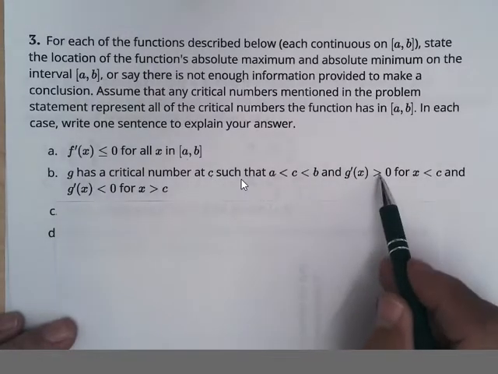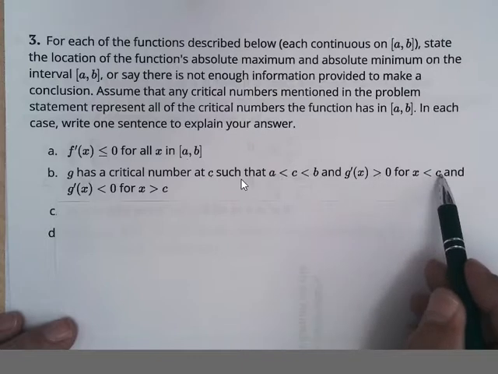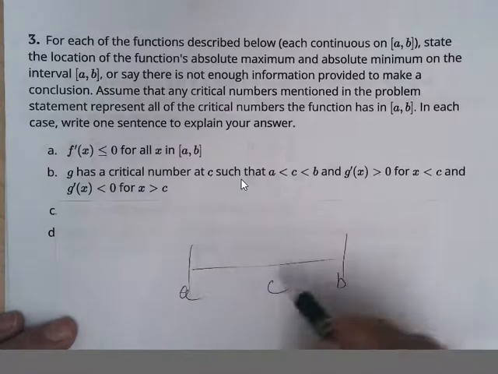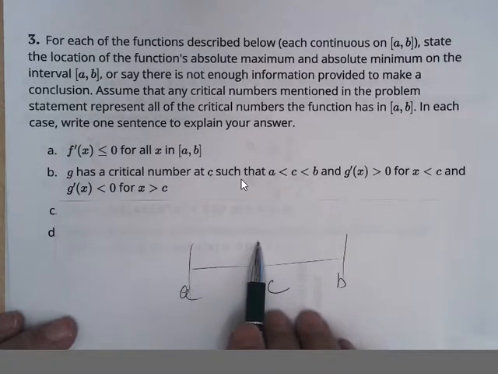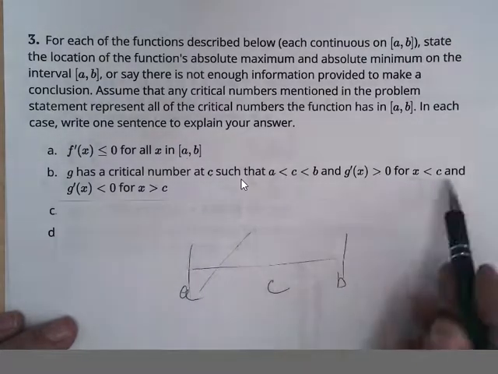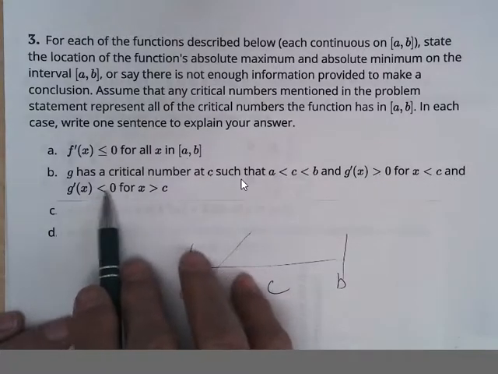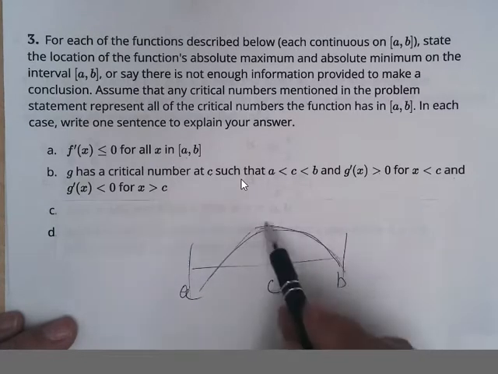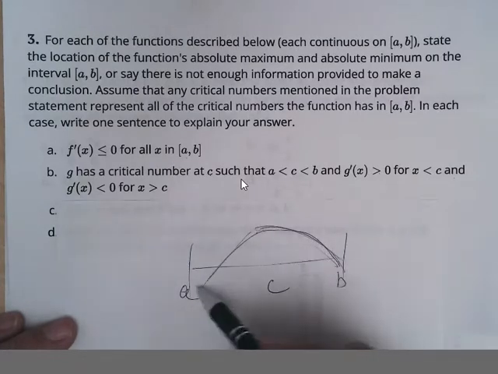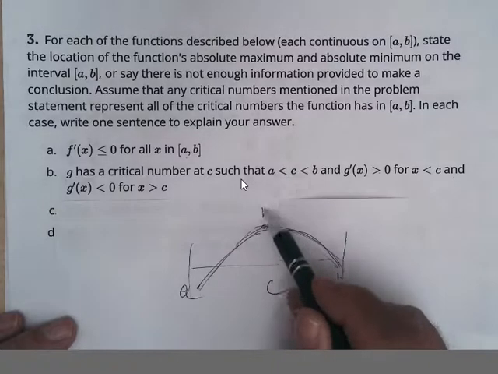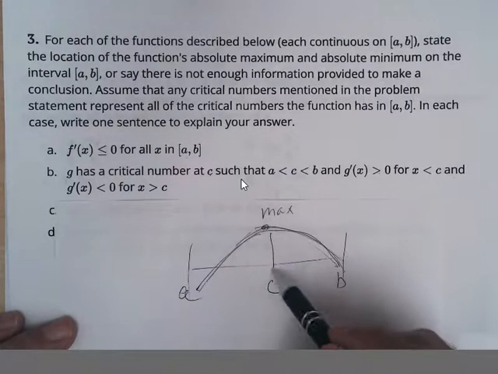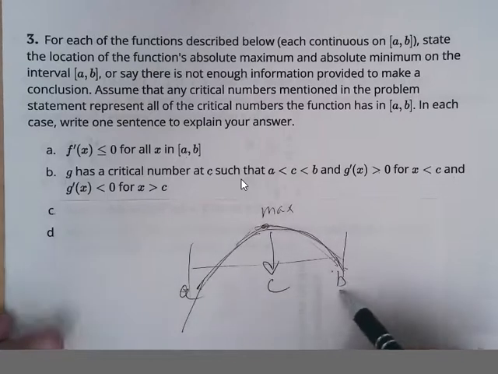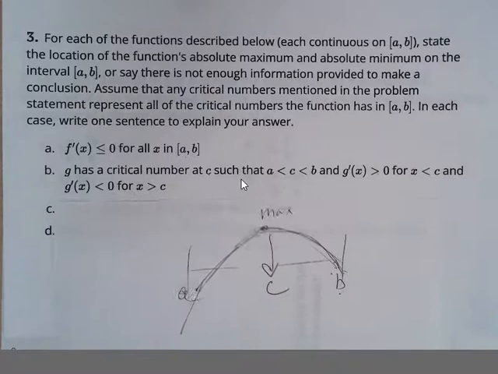The slope is positive when you're less than C. So we're looking at the interval from A to B, and C's in here. Before C, the slope is positive, and after C, the slope is negative. So if it's negative after, it has to be going down, and before it's going up. And so the max has to be at C, and the min is at A or B, but we can't tell which one's lower. So all we know is the max is at C.